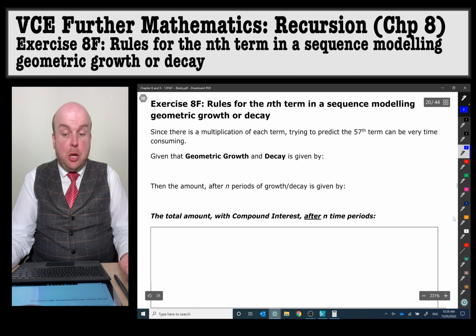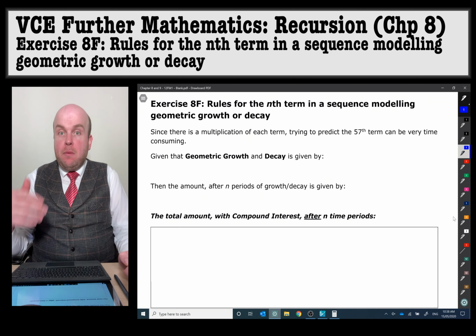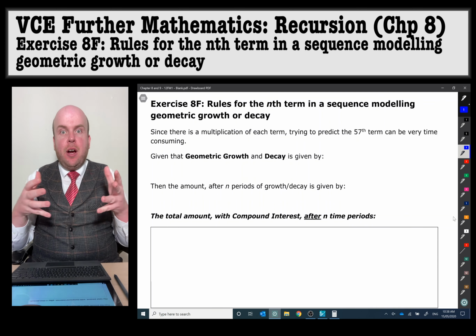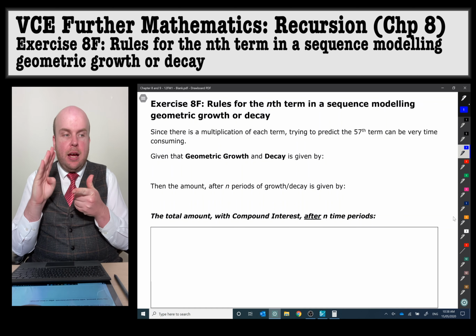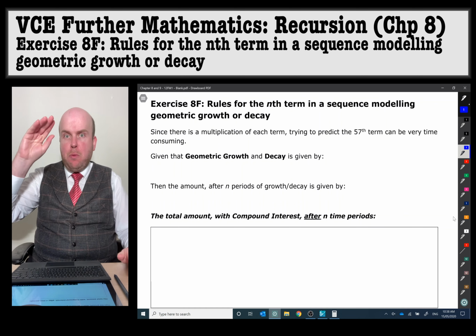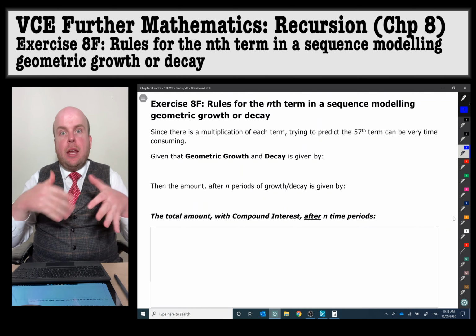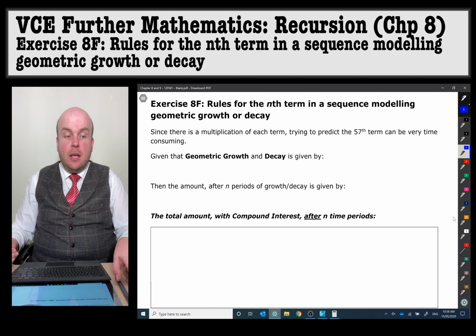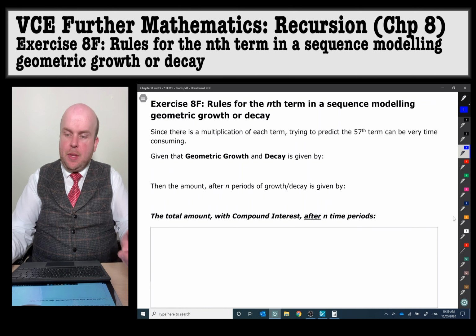Rules for the nth term in a sequence modeling geometric growth or decay. So this is when I need to find if I'm doing either a compound interest or a reducing balance depreciation. If I want to know what is the value after 12 years, what's it going to be without having to go through all of these sequences? So in other words, this is when we have to develop a rule rather than using the recurrence relation.